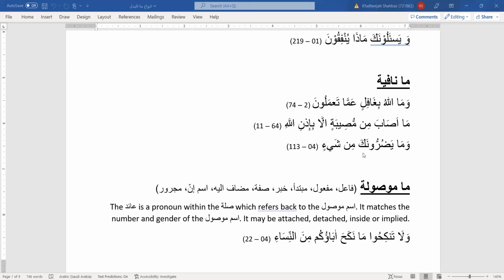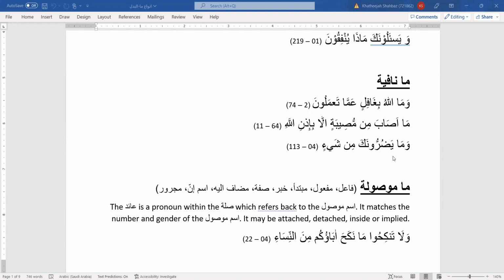وَمَا يَضُرُّونَكَ مِنْ شَيْءٍ. Wa, ma, not. Yadurruna, they harm, ka, you, min, from, shay'in, a thing. And they cannot harm you anything. They cannot harm you even a little bit.